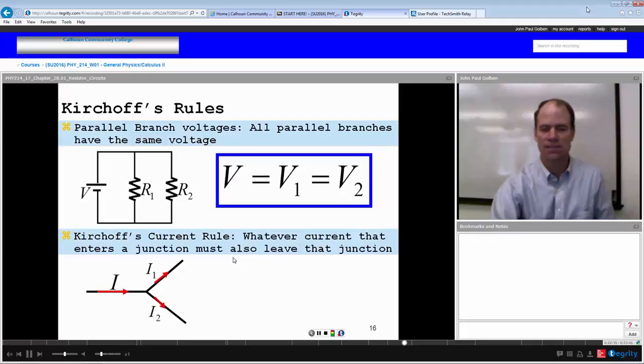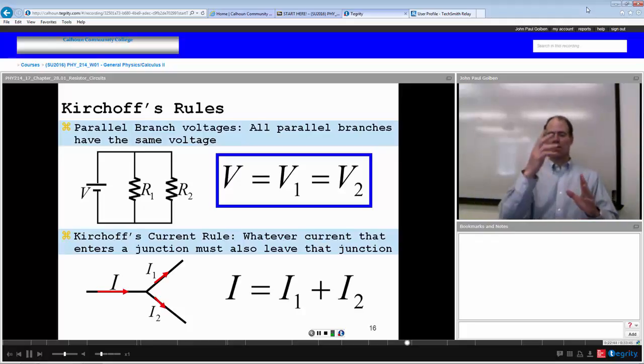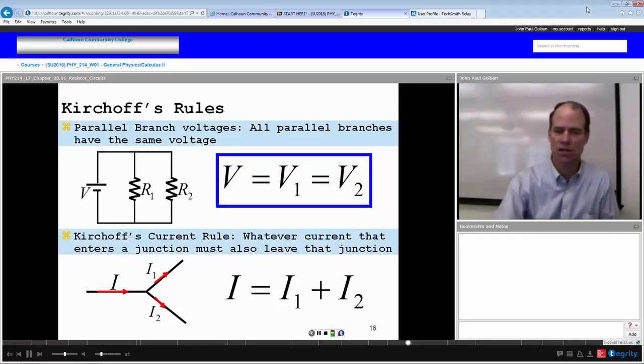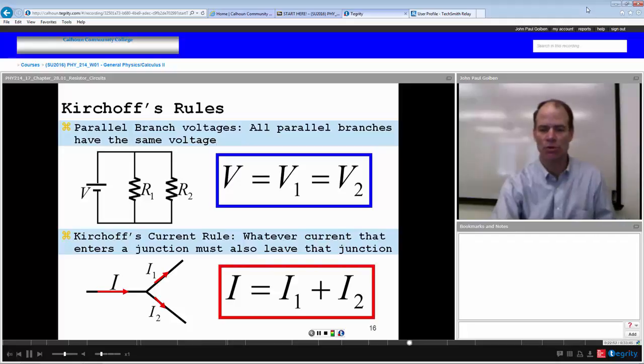And hence, I must equal I1 plus I2. I must have charge conservation. So I is equal to I1 plus I2 at that junction. That's called Kirchhoff's current rule. We've kind of been using that, but it's a very important rule. We're going to use that a lot when we get into our circuit analysis, especially in the next lecture.